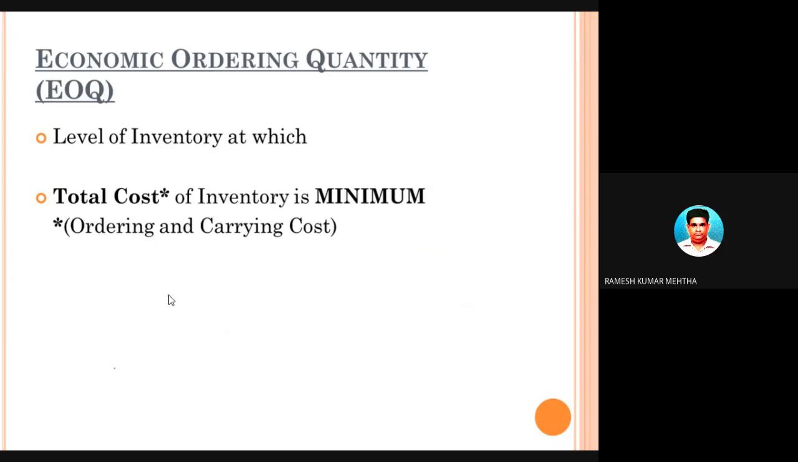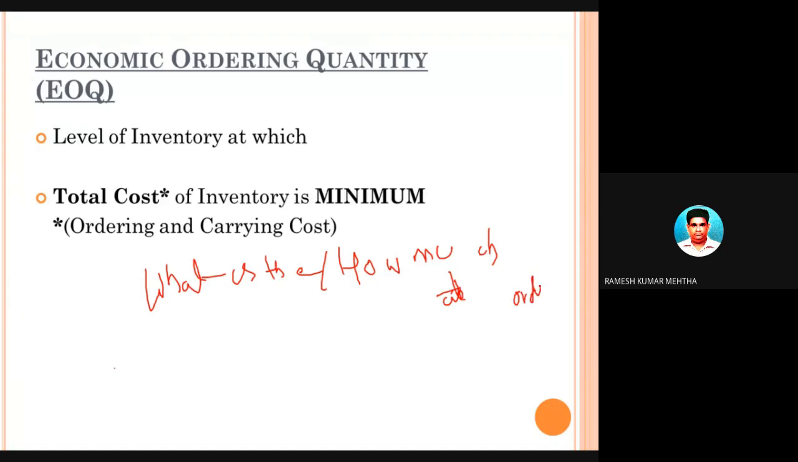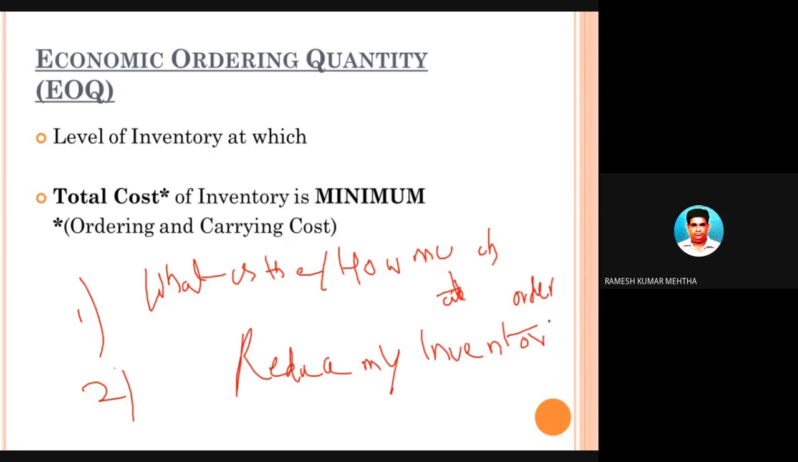So what does economic order quantity say? Economic order quantity says what order you should go for at any period of time. How much to order at any period of time? How much to order? Number one. Number two, the intentions are very clear. I want to reduce my inventory carrying cost, or an optimal inventory carrying cost should be there. Number two is obsolescence. You remember. Number three is deterioration. You remember that.